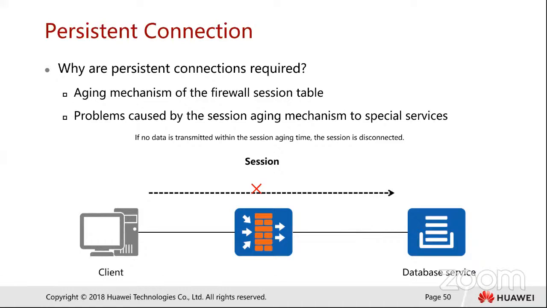Some firewalls support the persistent connection function only on TCP packets. So to configure that, you set the aging time for persistent connection, the firewall long link aging time, you go ahead and increase it, and also you enable persistent connection on your firewall, and we will look at that later on.